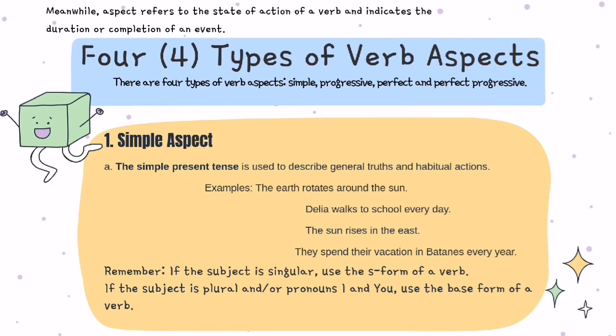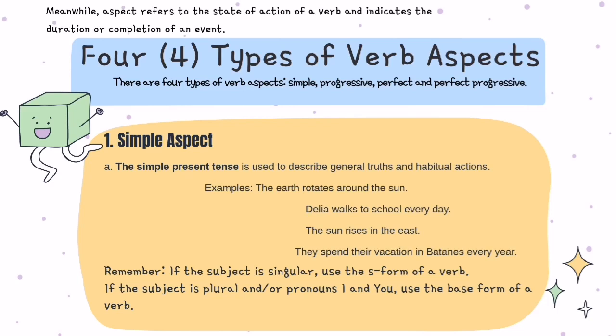Examples: The earth rotates around the sun. Delia walks to school every day. The sun rises in the east. They spend their vacation in Batanes every year. So we have here in the examples the general truths and habitual actions.